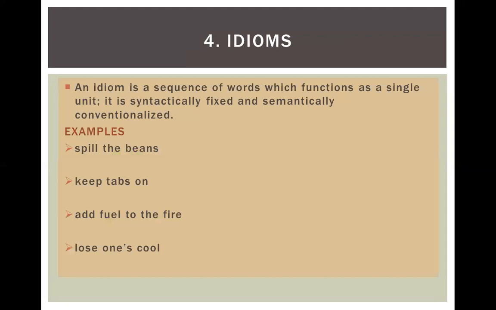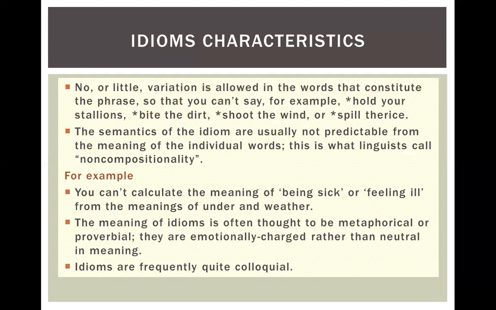Our last part is idioms. An idiom is a sequence of words which functions as a single unit. It is syntactically fixed and semantically conventionalized. Here are some examples of idioms. If you look at the idioms' characteristics, no or little variation is allowed in the words that constitute the phrase, so that you can say, for example, hold your tongue, hit the dirt, shoot the breeze, or spill the beans.